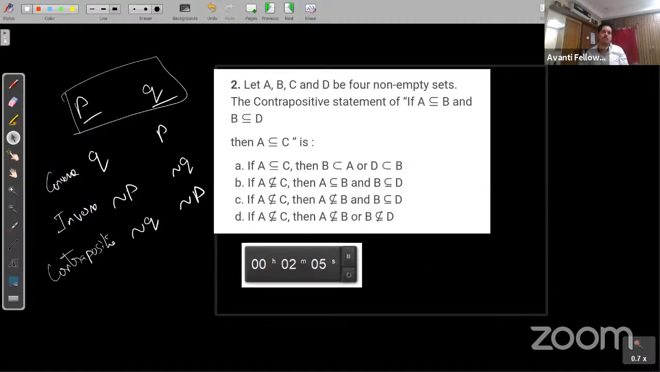If A is subset or equal to B, and B is subset or equal to D, then A is subset or equal to C. That is what it's saying to us. So what would be the contrapositive of that one? It should be negation of Q statement and negation of P. Okay.